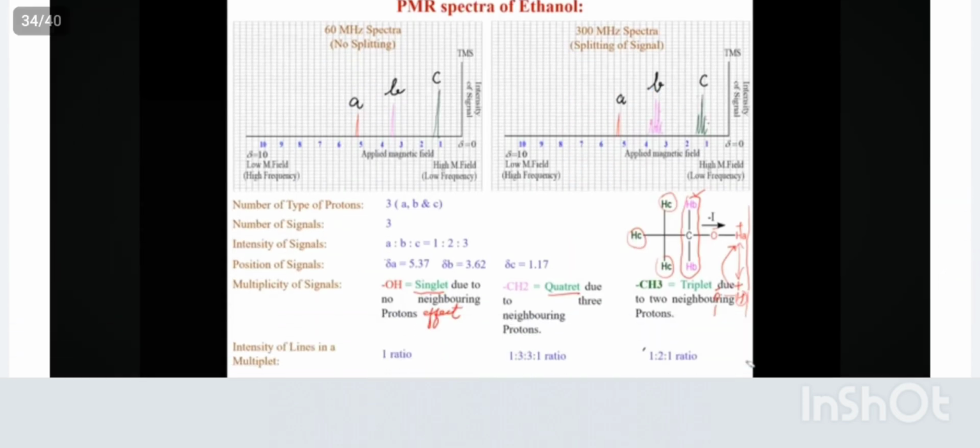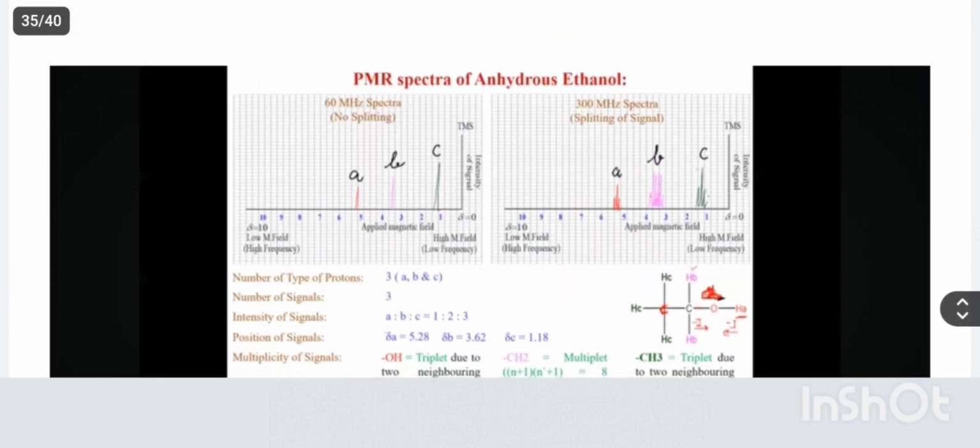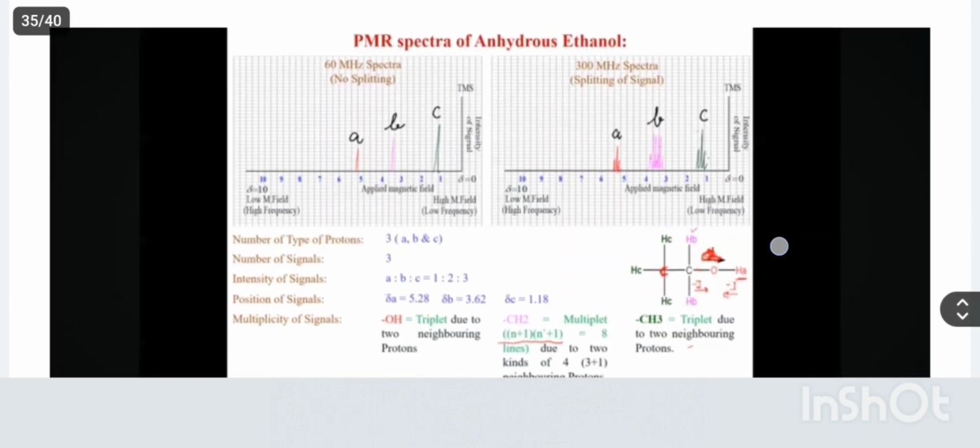PMR spectra of ethanol. Number of types of proton: 3, A, B and C. Number of signals: 3. Intensity of signal A:B:C is 1:2:3. Position of signal: delta A is equal to 5.37, delta B is equal to 3.62, delta C is equal to 1.17. Multiplicity of signal: OH singlet due to no neighboring proton, CH2 quadruplet due to 3 neighboring protons, CH3 triplet due to 2 neighboring protons. Intensity of lines in a multiplet: 1:3:3:1, 1:2:1. PMR spectra of anhydrous ethanol.